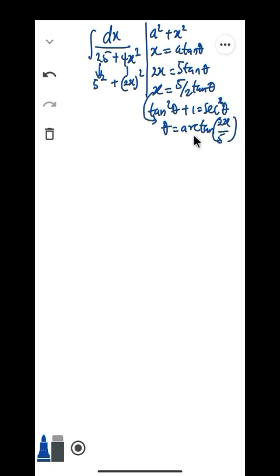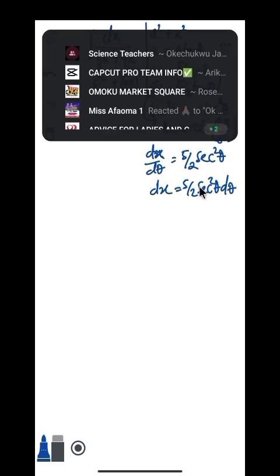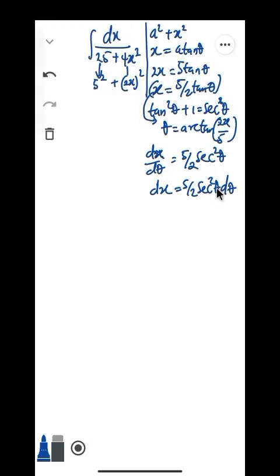I think that's pretty much all we need. No, we need to get dx. So let's find dx. Now we have to differentiate x with respect to theta. So we can say that dx d theta will now be equal to 5 over 2. Whenever you differentiate tan theta, you should have sec squared theta. In that case, making dx the subject of the formula, dx can be equal to 5 over 2 sec squared theta d theta.